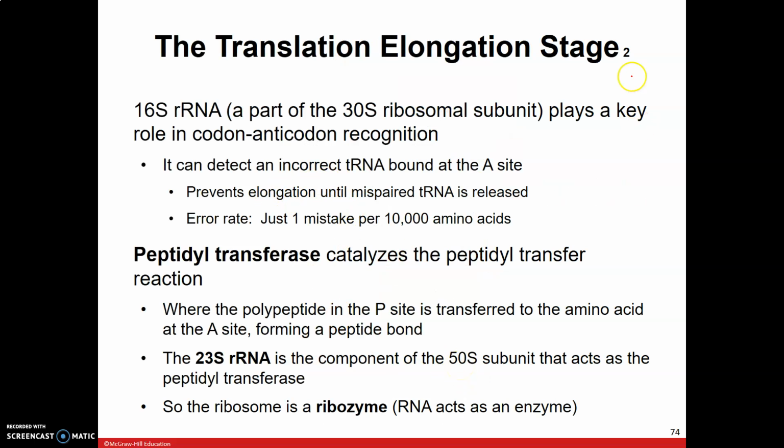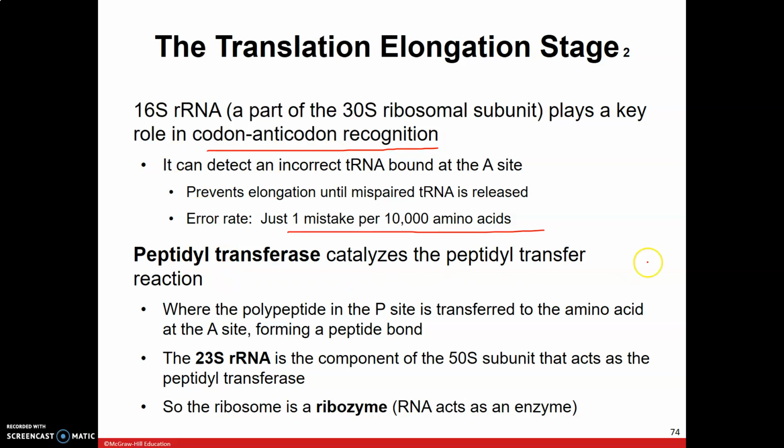So the small ribosomal subunit plays a huge role in the codon, anticodon recognition. In other words, it's the small ribosomal subunit that's doing the reading. It prevents the elongation until the right transfer RNA is in place. So if the wrong one comes in place, the wrong tRNA needs to be kicked out and the right one needs to come in. And here's what's amazing. There's only one mistake that occurs per about 10,000 amino acids. So for whatever reason, that 16S ribosomal RNA, the small subunit, is really efficient at recognizing and grabbing the right tRNA.